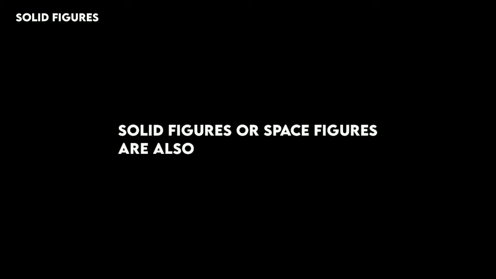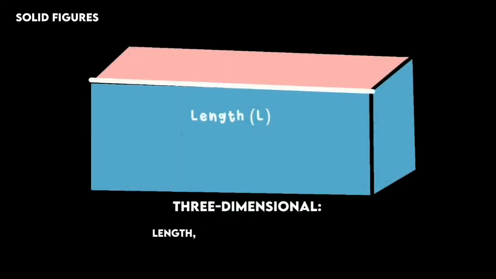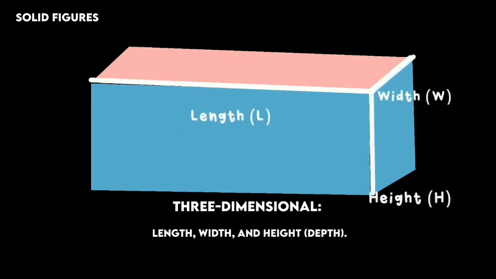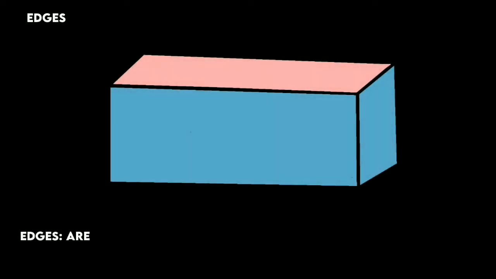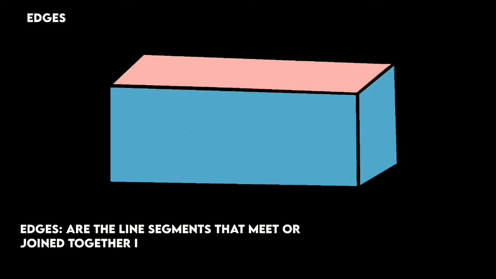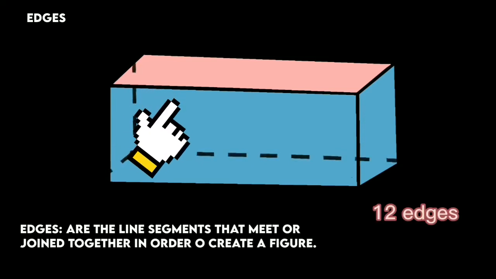Solid figures or space figures are also known as 3D shapes because they have 3 dimensions: the length, width, and height. Let us study the parts of a solid figure. First, we have the edges. These are the line segments that meet or join together in order to create a figure. In our example, we have 12 edges.